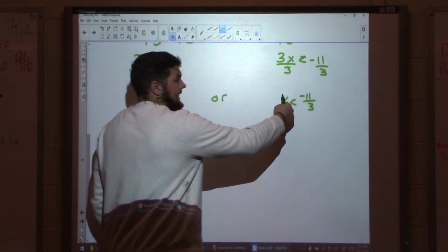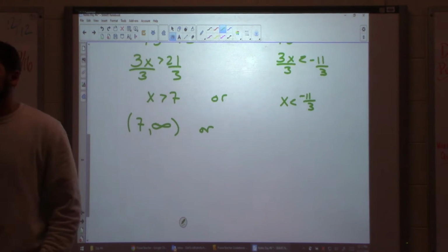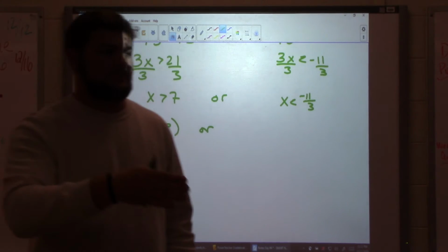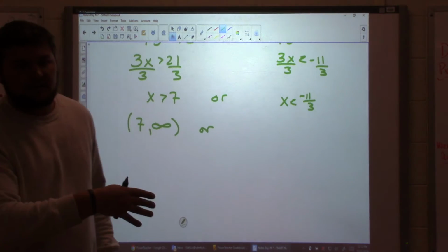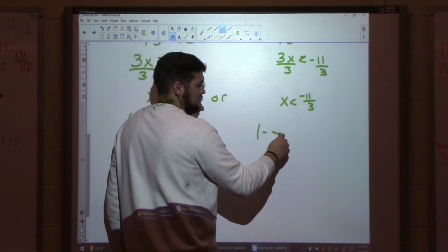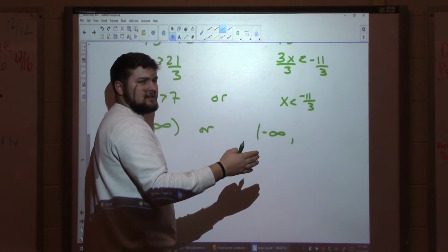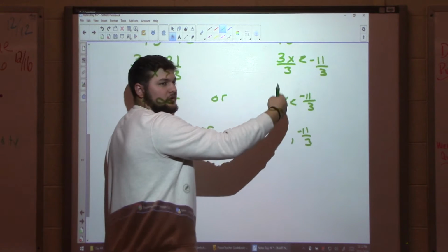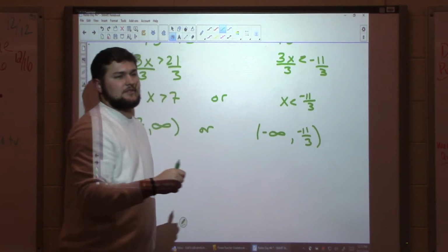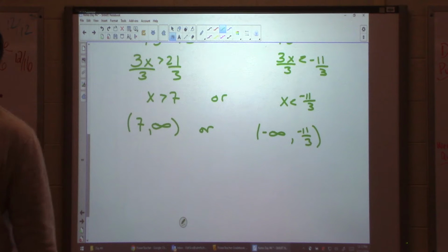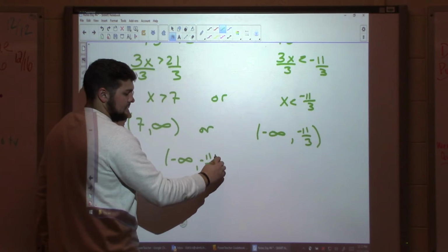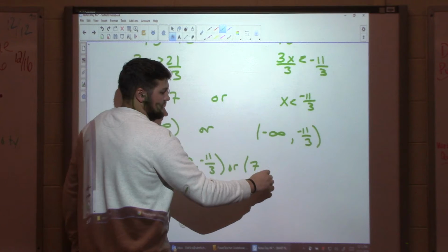Or x is less than negative 11 thirds. Well, if it's less than that, it could be like negative 4, negative 5, negative 6, negative 7, negative 8, all the way down to negative infinity. And the biggest value we're going to use is negative 11 thirds. We're going to use this value always, whether it's included or not. If it's not included, it's just a parenthesis. And then like Natalie said, our smallest one's got to go first, so we got to switch it around. Switch your order to negative infinity to negative 11 thirds, or 7 to infinity.